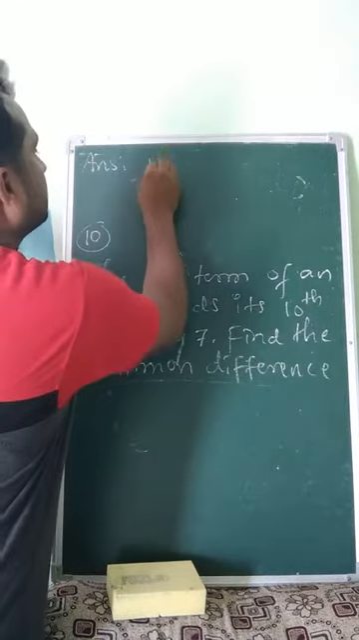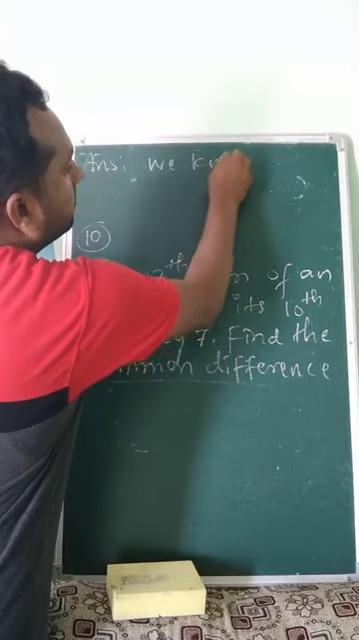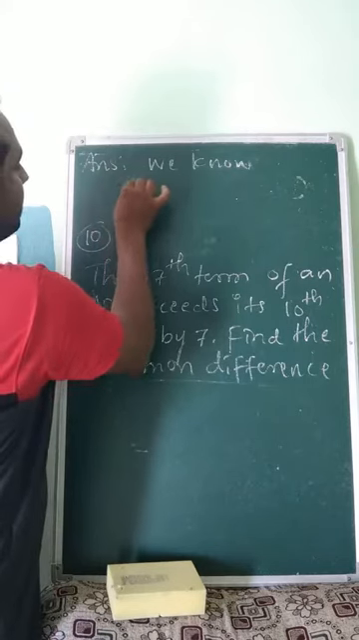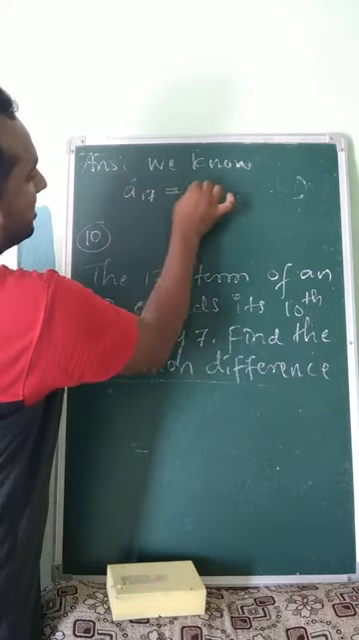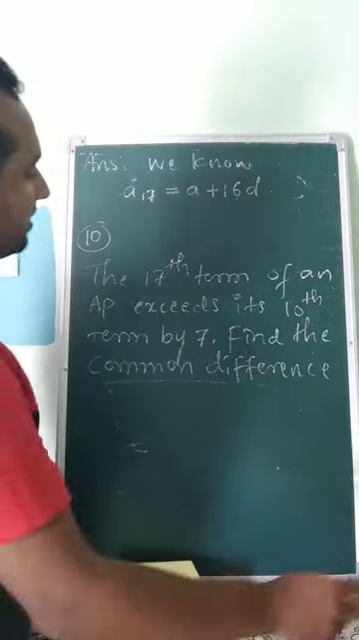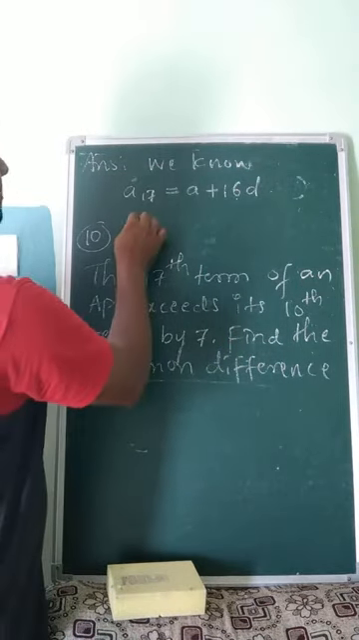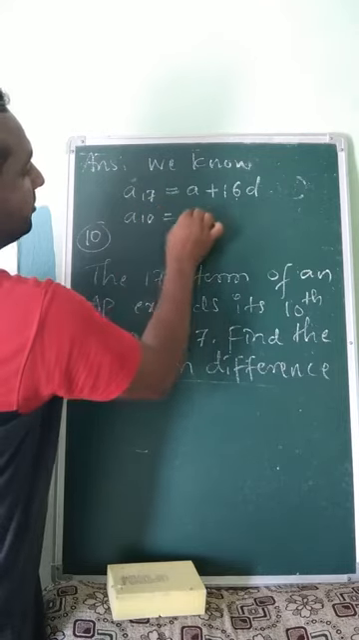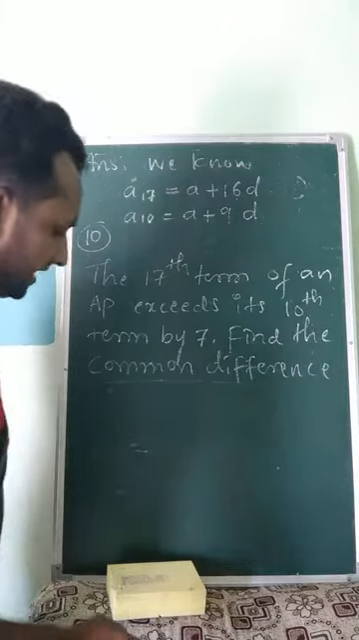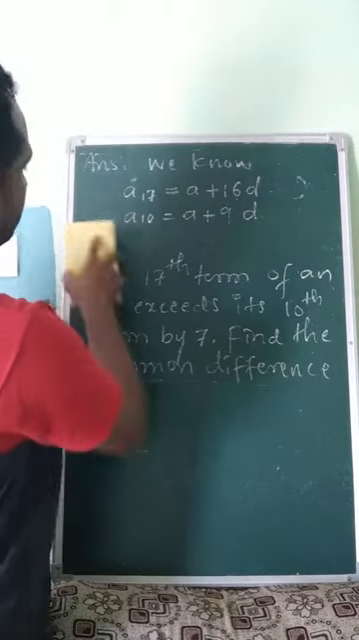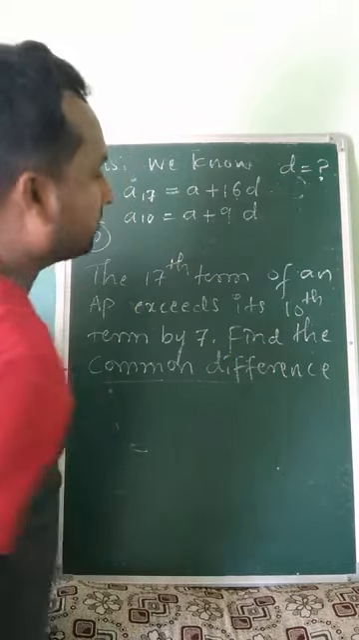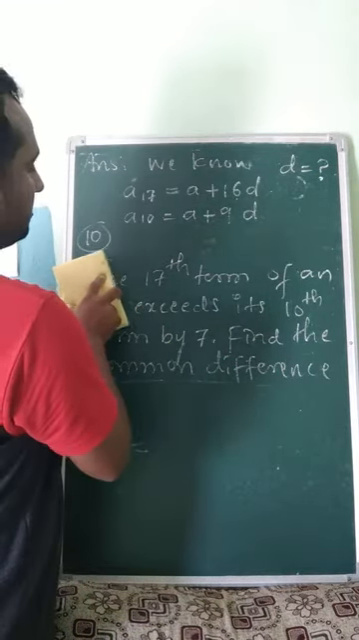We already know the 17th term formula, that is A17 is equal to A plus 16D. Clear? Similarly, what is the 10th term formula here? A10 is equal to A plus 9D. Clear? Now what does the question ask us to find here? Common difference D is equal to question mark.